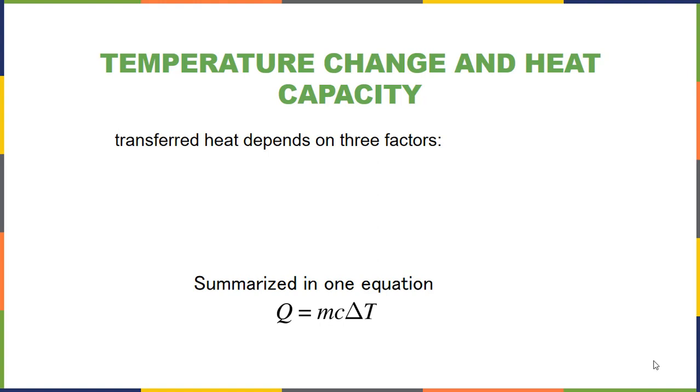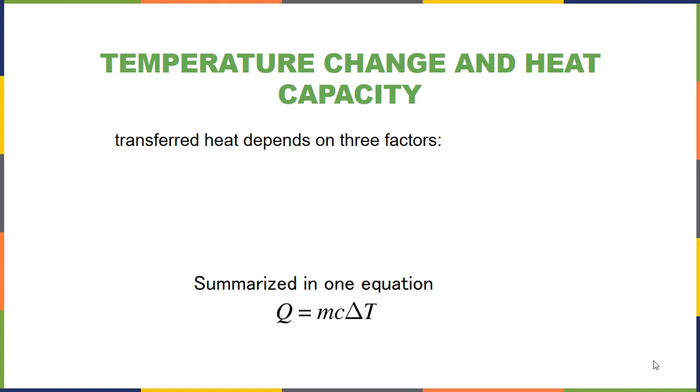Today we're going to learn the different temperature scales, and we're going to learn about how heat is transferred between objects. Now, if we're talking about how heat is transferred, how easily it is transferred, or how much heat is transferred, we have the equation here, Q equals mc delta T.